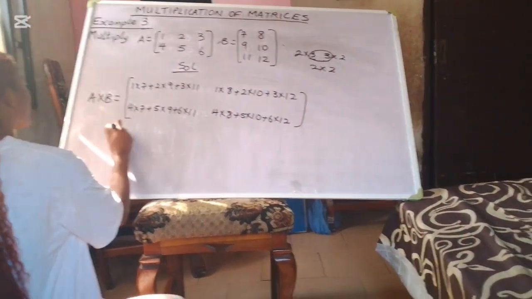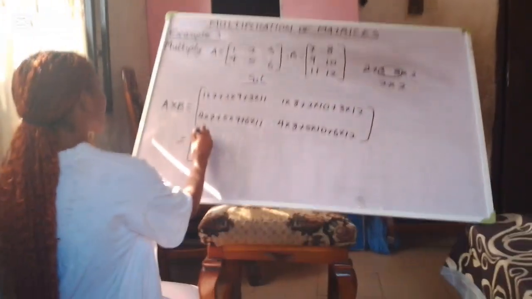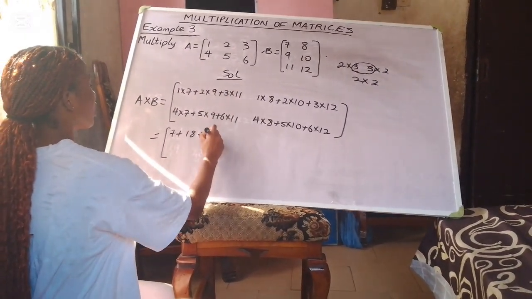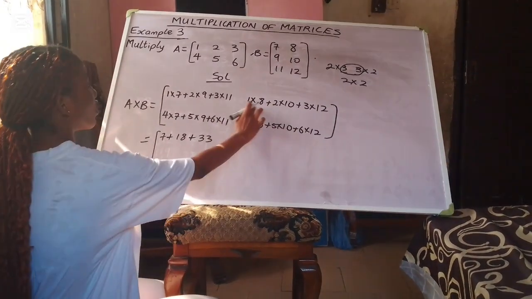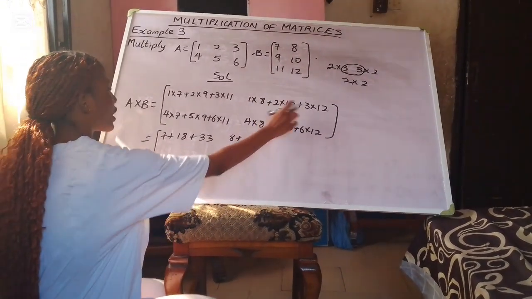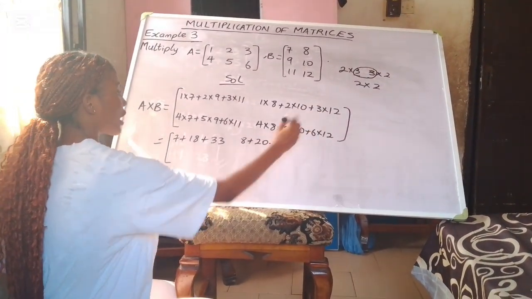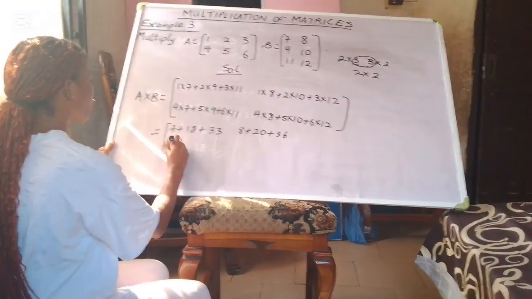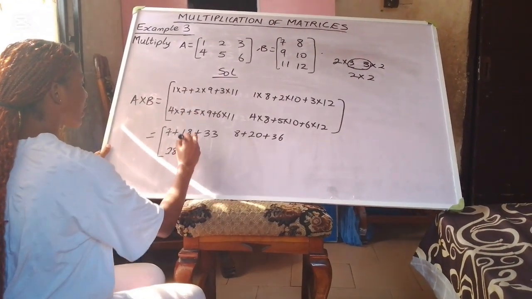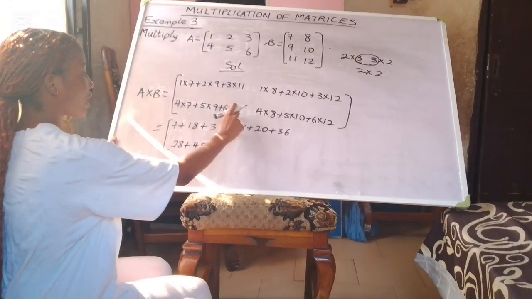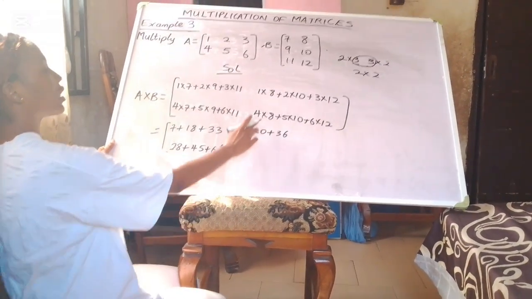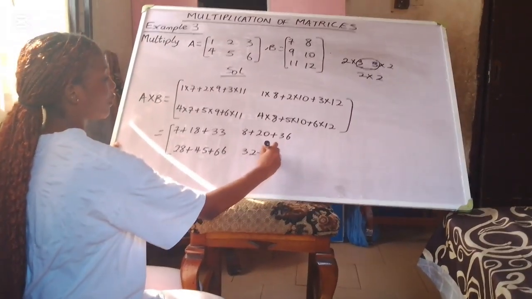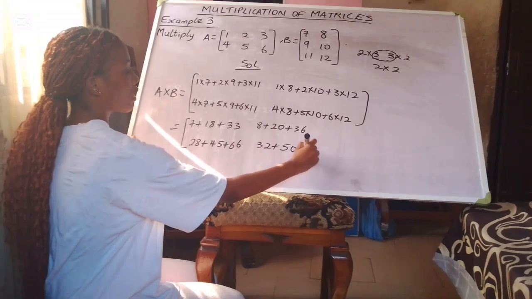So let's multiply now. We have that 1 times 7 is 7 plus 2 times 9, 18 plus 3 times 11, 33. Then here, 1 times 8 is 8 plus 2 times 10, 20 plus 3 times 12, 36. Now down here, 4 times 7, 28 plus 5 times 9, 45 plus 6 times 11, 66. Then 4 times 8, 32 plus 5 times 10, 50 plus 6 times 12, 72.